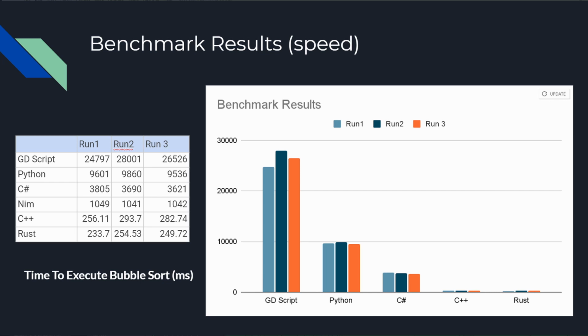C sharp is in third at this point. Well, third in terms of being the slowest, at 3 seconds. You know, C sharp tries to strike a balance between Python and C++ and GDScript, and it kind of does. And you can see in the benchmark results, it really does. Nim is in fourth with about 1 second or so.